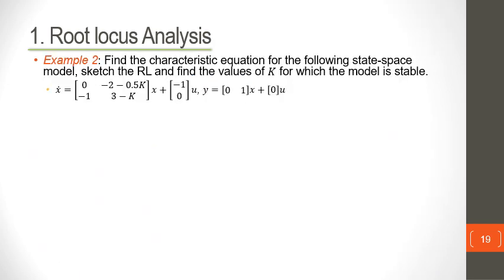So let's consider here an example for a state space system, and in this example we just need to find the characteristic equation of the model, sketch the root locus, and find the values of K for which the model is stable. So what we will do is to proceed first of all by looking at the transfer function. Remember that the transfer function of a state space model can be obtained using this formula.